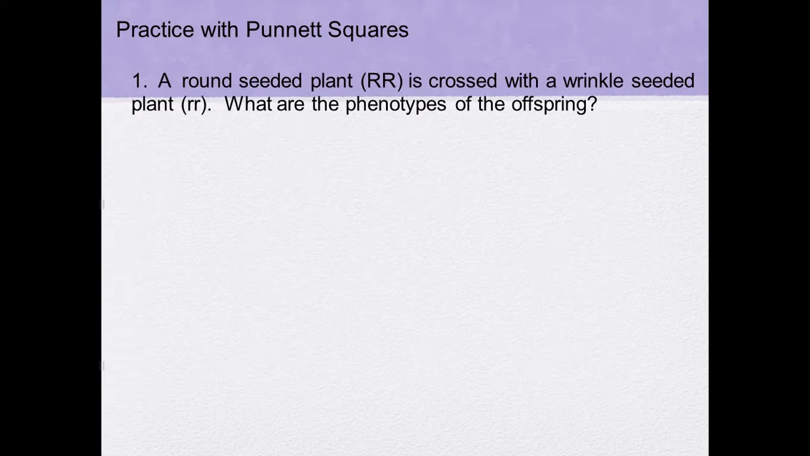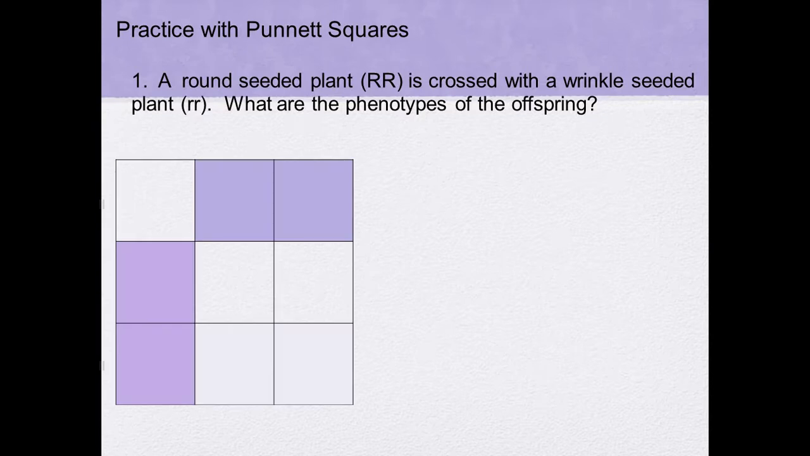So, a little practice with Punnett squares. I'm not very neat when I do this, but I'll show you again how to set this up. If the problem we're studying says a round seeded plant, which is big R, what does that tell you about round? That seeds that are round are dominant because the capital R represents a dominant trait. A round seeded plant is crossed with a wrinkled seeded plant, little r. Since wrinkled is two little r's, that must mean that wrinkled is a recessive trait. The question is, what are the phenotypes of the offspring? Meaning, what would the offspring possibly look like?